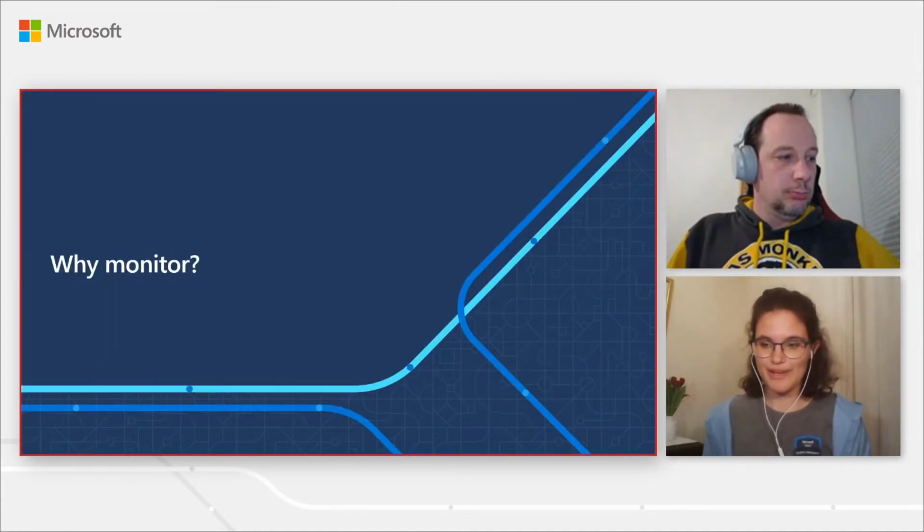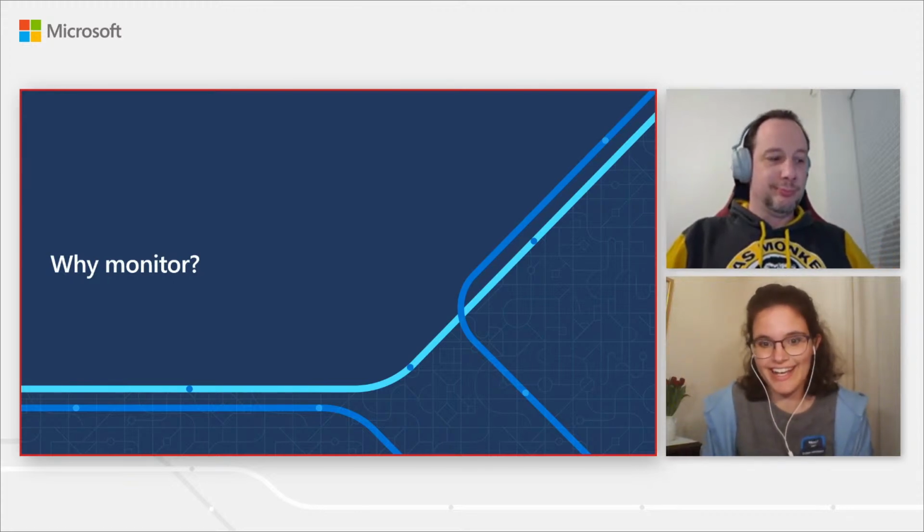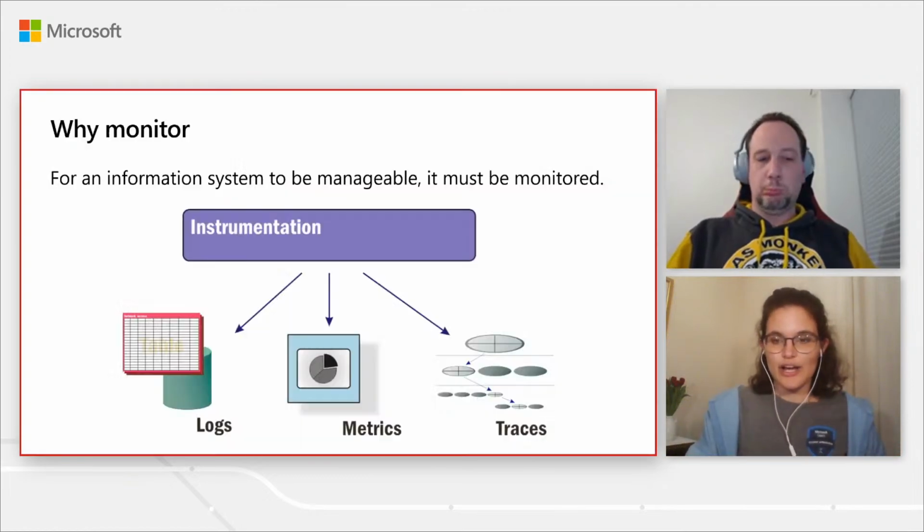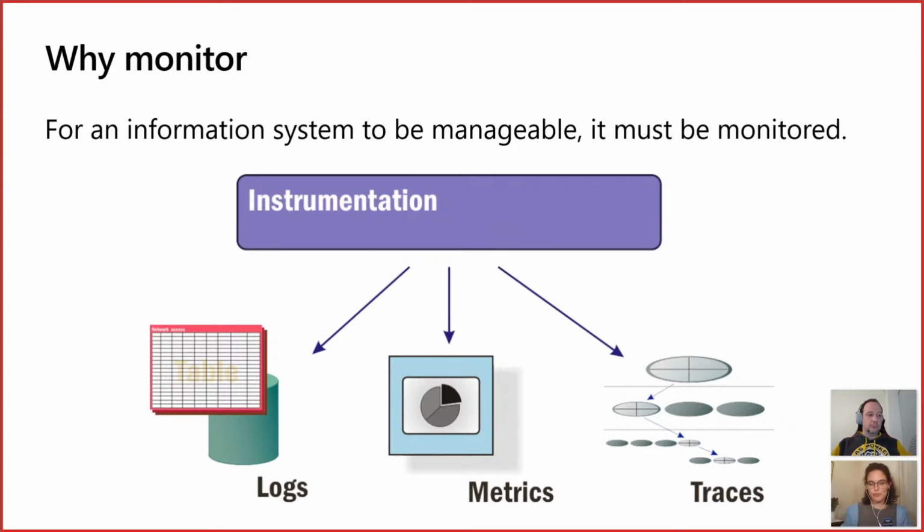And I think Peter made it very clear why monitoring is important. But let's emphasize some aspects a little bit more in detail. So for an information system to be manageable, it must be monitored. The greater the complexity of a system, the more important it is to assess its operational status in real time or near real time, and in a quantitative manner with numbers, values, and percentages. And monitoring comes down to 3 main components as instrumentation: logs, metrics, and traces. Peter and I will discuss more about it right away.